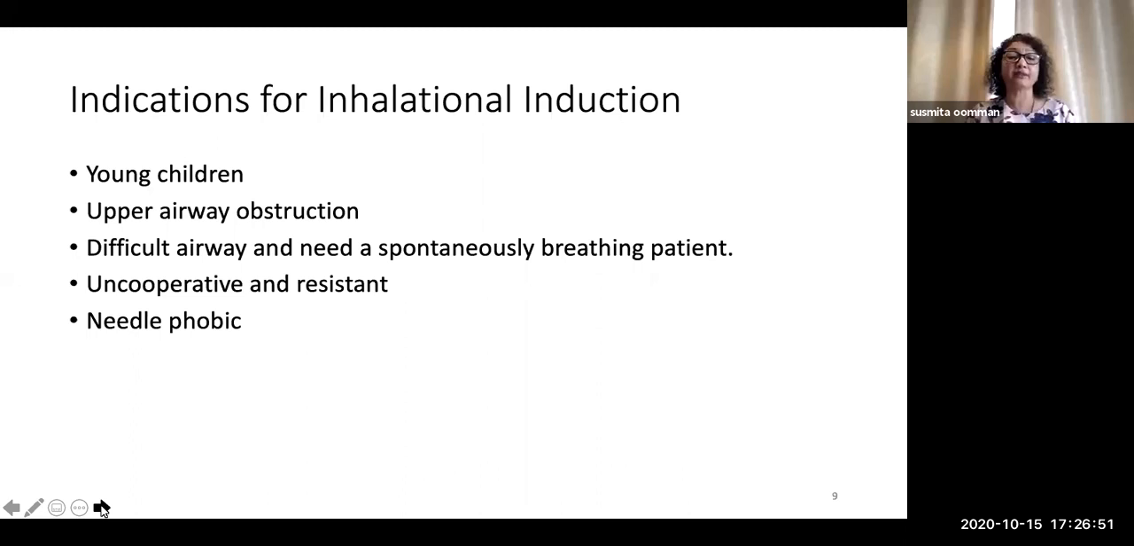And of course, last but not the least, the patient who is scared of needles, who is needle phobic. They won't come anywhere near you with a needle. Whatever you tell them, they're going to say, I'm not having a needle. So for these patients also, we offer gas induction. They can hold the mask in their own comfort, breathe the gas and drift off to sleep. So these are the indications for an inhalational induction agent.